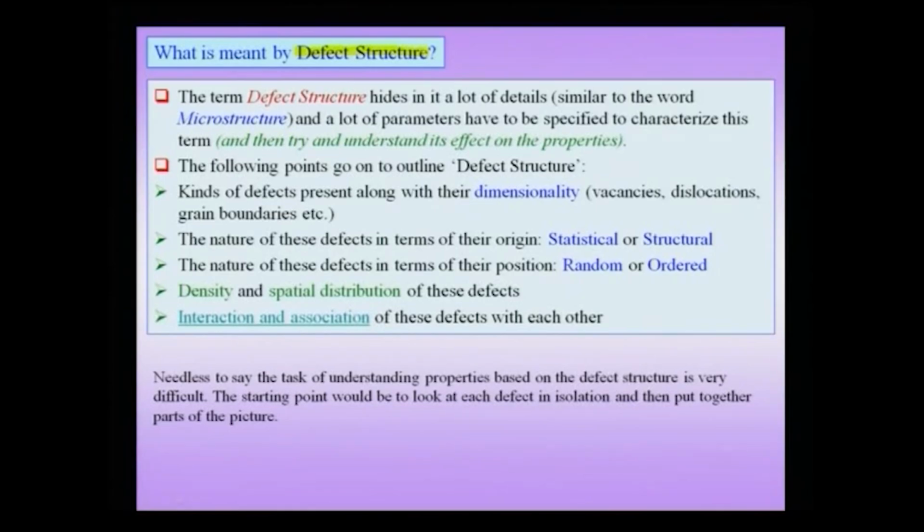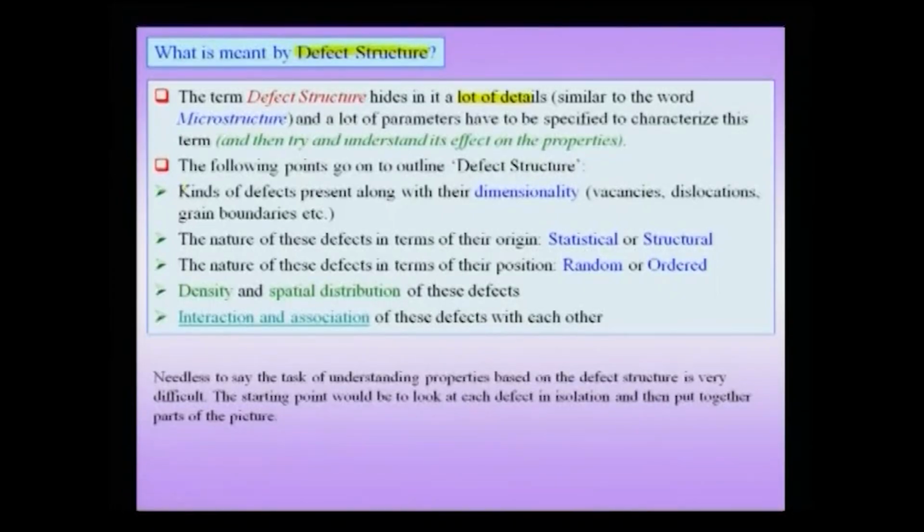Actually, the phrase defect structure hides in it a lot of details. It is actually a very involved term, wherein you have to use a lot of parameters in order to characterize the defect structure. And further, we have to take it to a stage where the defect structure can be understood in terms of its influence on the properties of the material. So, we have to worry about the kinds of defects present along with their dimensionality when we want to understand the defect structure in a material.